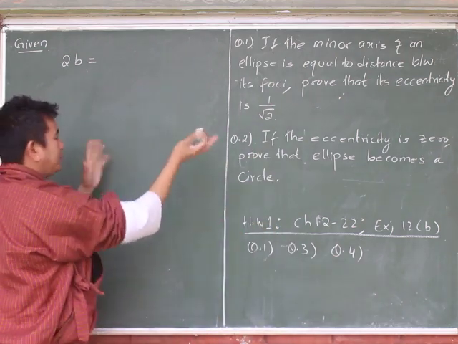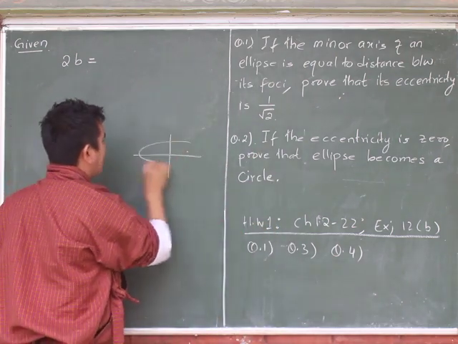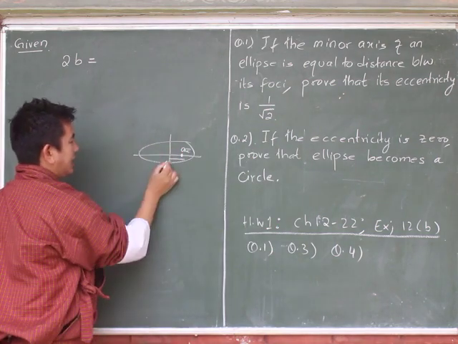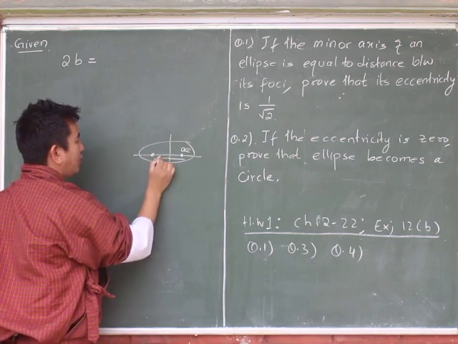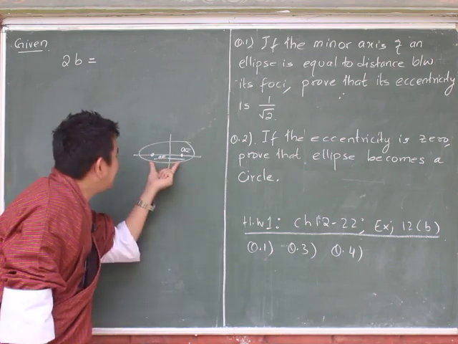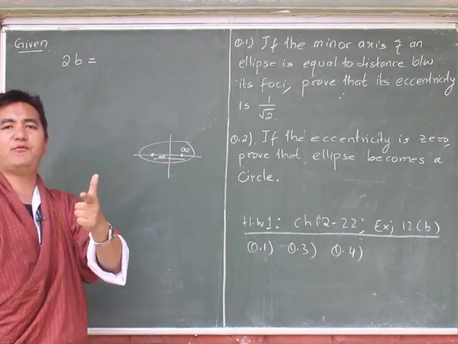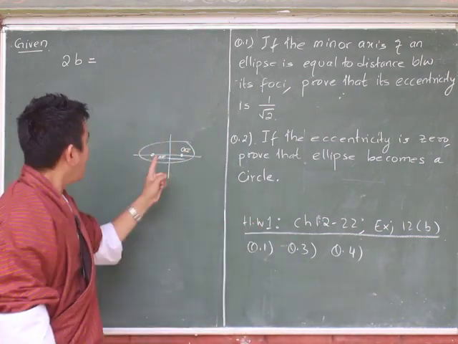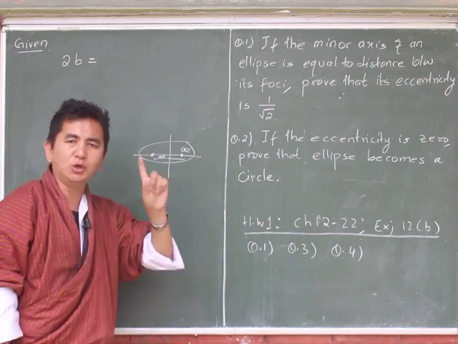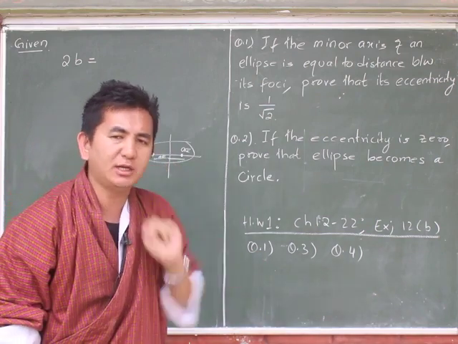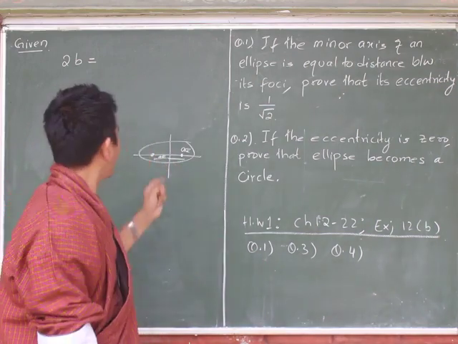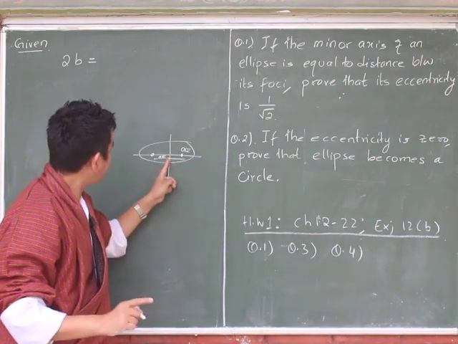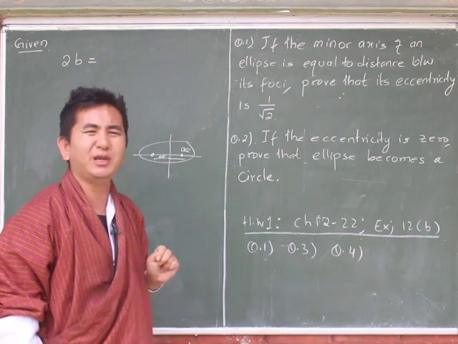Let me take the horizontal ellipse. If the distance from the center to one focus is AE, then on this side the other focus is also at distance AE. What's the distance between the two foci? Definitely it is 2AE. I told you in the previous video that we have two foci in the case of eccentricity. So from the center to one focus the distance is AE, which means from the center to the other focus the distance will also be AE.